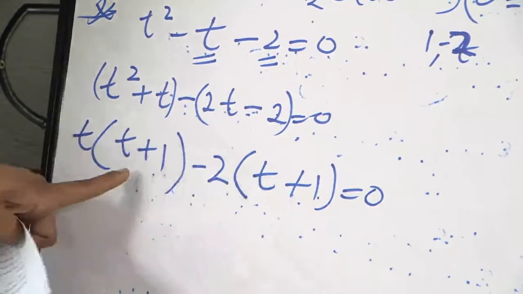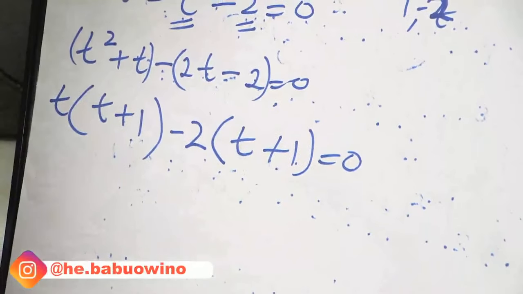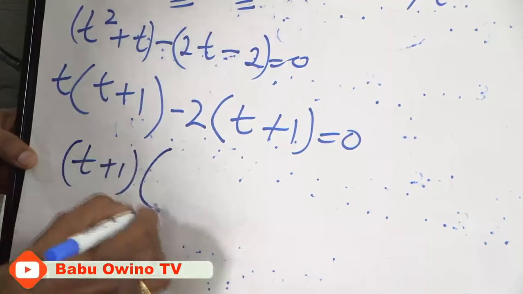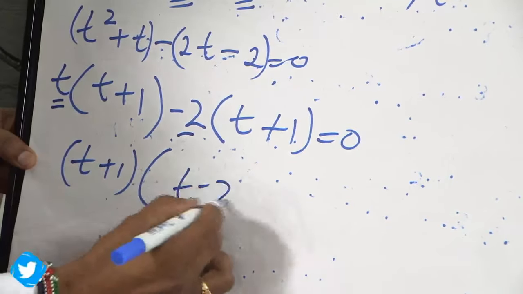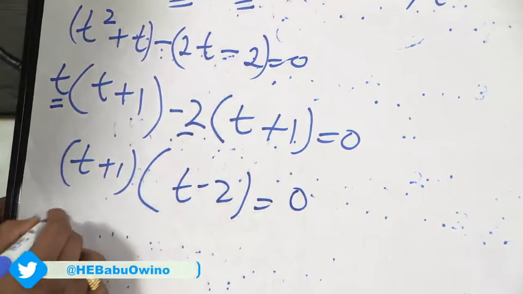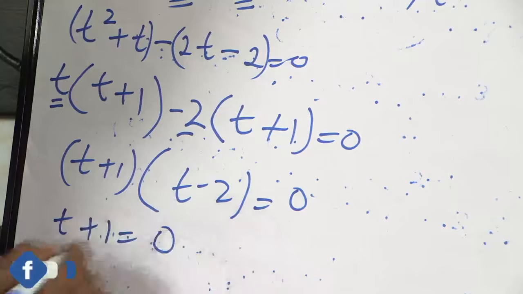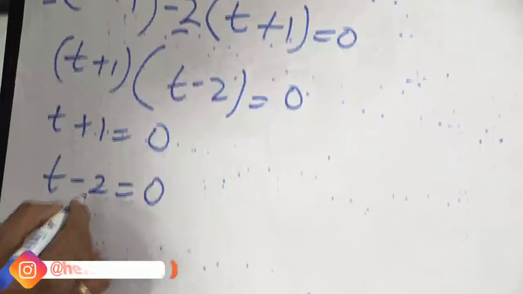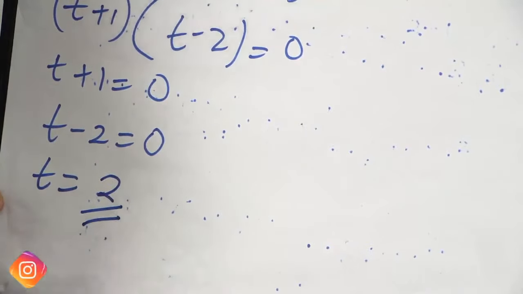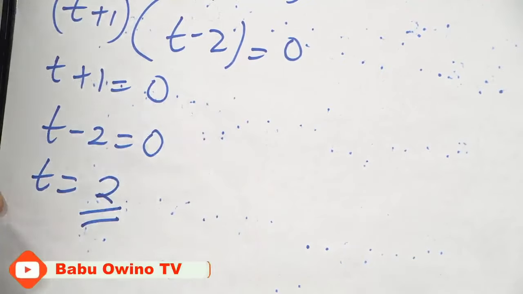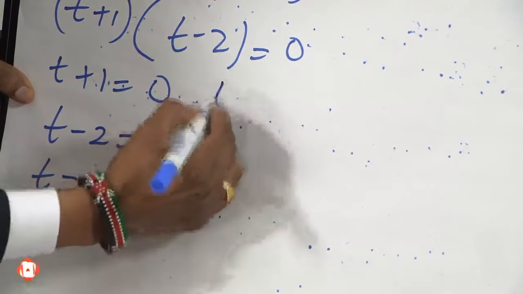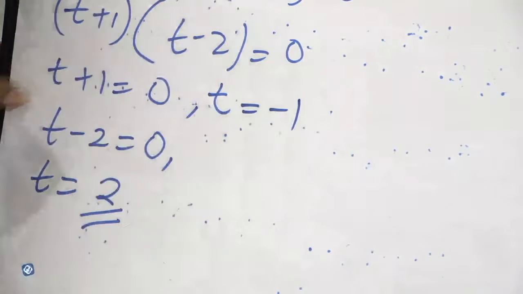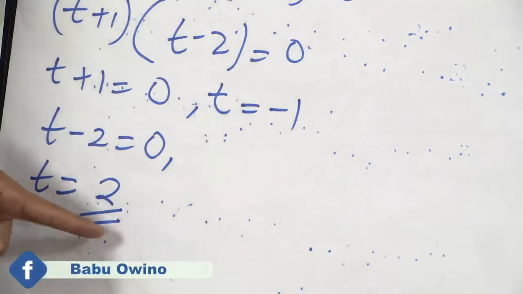Because in our bracket, you can see clearly we have a common factor of t plus 1. So we collect the common factor of t plus 1, and then you pick t minus 2, and you equate to 0. So t plus 1 equals 0, and t minus 2 equals 0. Therefore, t equals 2. When negative 2 crosses the other side, it becomes positive 2. And here when positive 1 crosses the other side, it becomes negative 1. So we have t is equal to negative 1 and t is equal to 2.